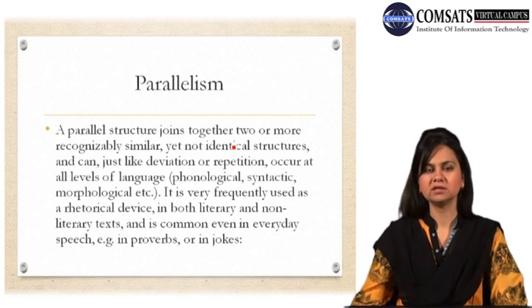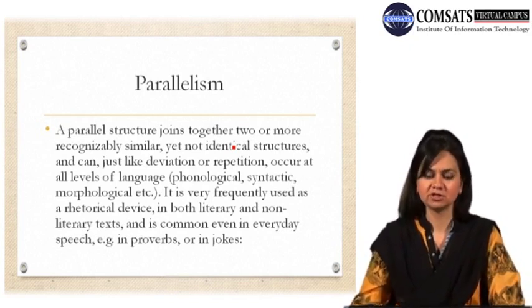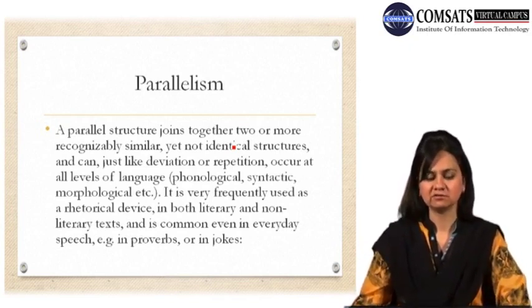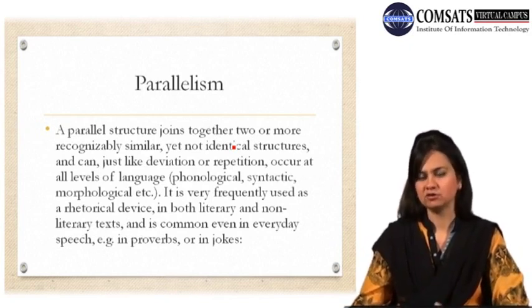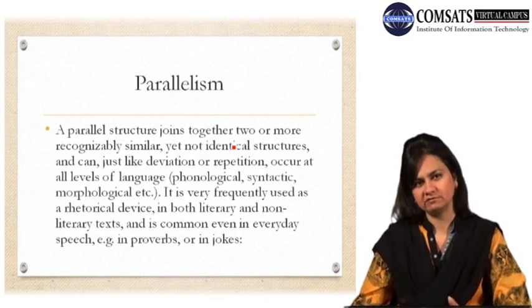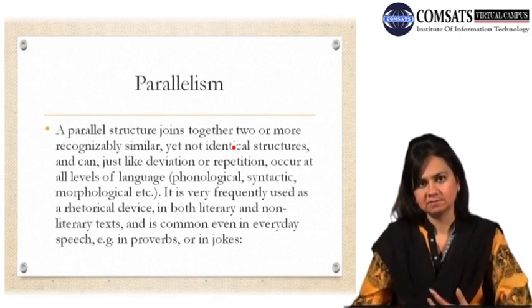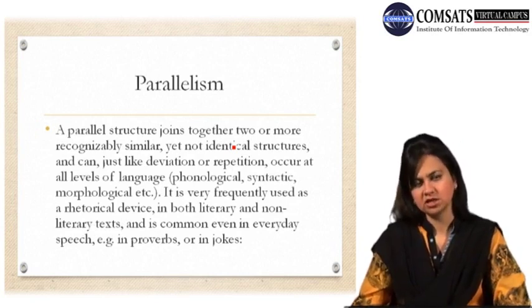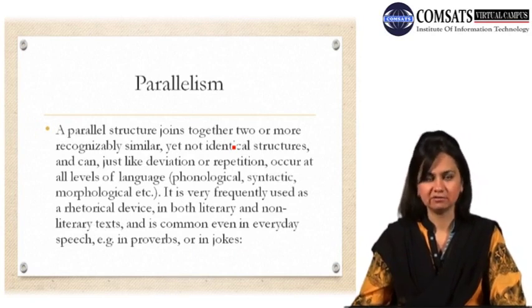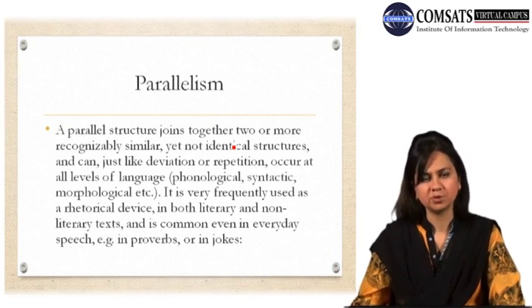And parallelism can be just like deviation or repetition. It can occur at all the levels of language, but mostly it occurs at the phonological, syntactical, and morphological level rather than the semantic level. So parallelism is connected with similarity, repetition, structure, order, balance. That is mostly what operates at the level of phonology, at the level of syntax, or at the level of morphology. It is frequently used in poetry.